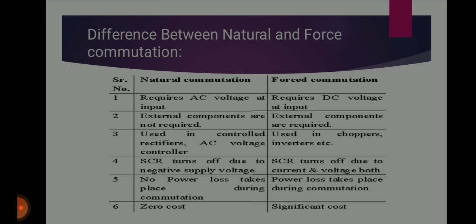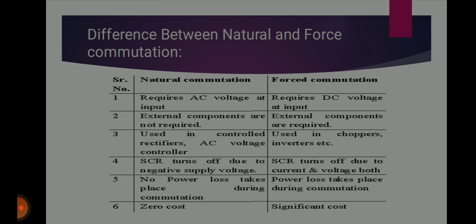Then the difference between natural and forced commutation. First of all, natural commutation requires AC voltage as input, while forced commutation requires DC voltage at input. In natural commutation external components are not required, while in forced commutation external components are required. Natural commutation is used in controlled rectifiers and AC voltage controllers, and forced commutation is used in choppers, inverters etc., that is, in DC.